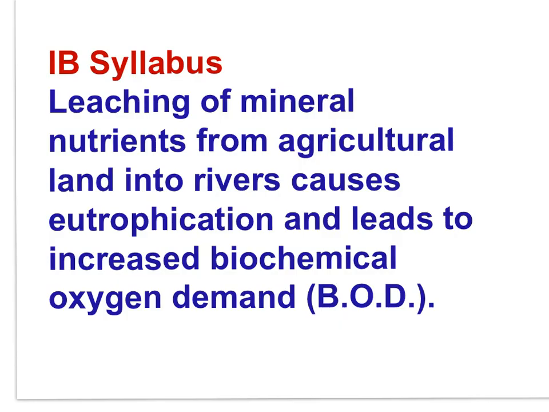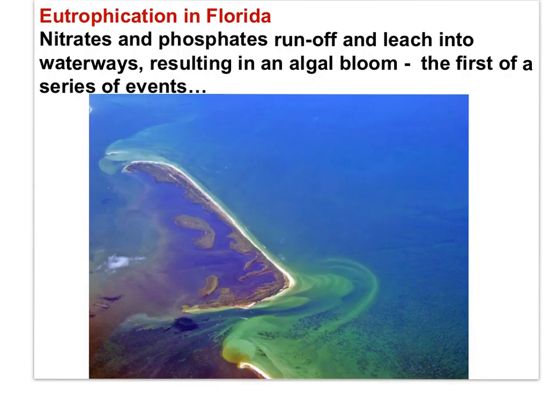So that brings us to this IB syllabus statement. Leaching of mineral nutrients from agricultural land into rivers causes eutrophication and leads to increased biochemical oxygen demand, BOD. Let's look at eutrophication first, then I'll address biochemical oxygen demand, also known as BOD. Nitrates and phosphates run off and leach into waterways, stimulating an algal bloom. This is the first of a series of events in the process of eutrophication.